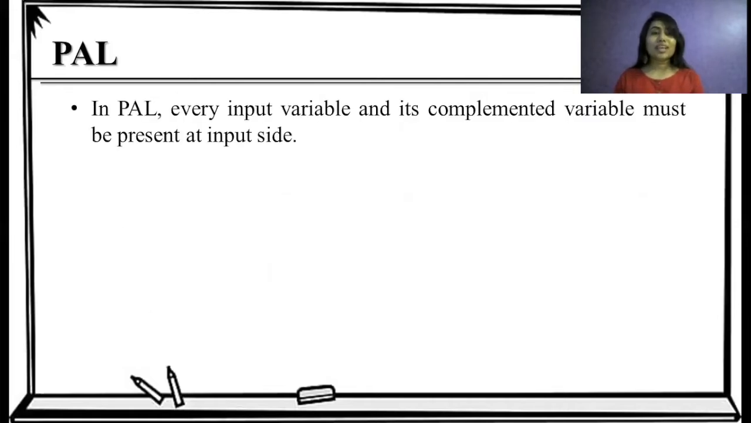In PAL, every input variable and its complemented variable must be present at the input side. Here we use all the possibilities of the input variables.